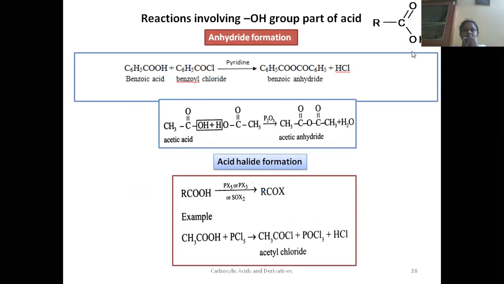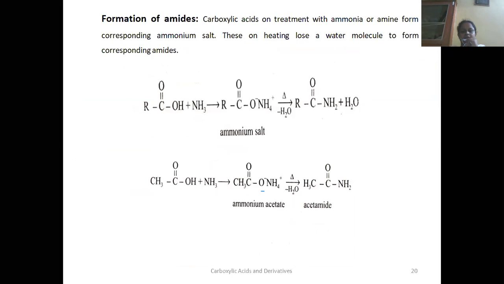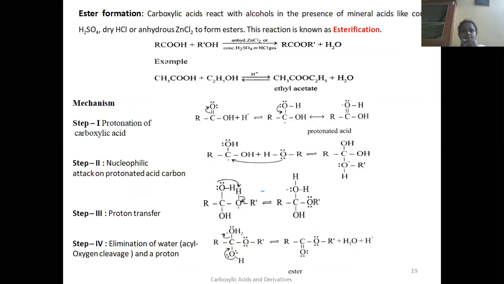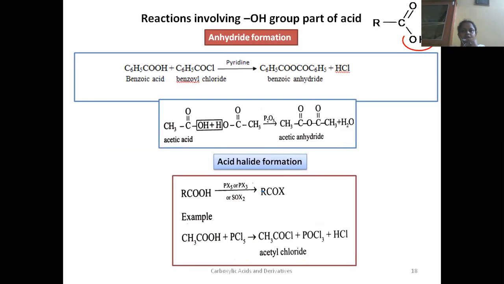Now let us see the reactions which involve the OH group. Now let us see the reactions which involve the OH group of carboxylic acid, means this group. In the previous slides, we have seen the reactions which involve only hydrogen. Now let us see the reactions which involve only this OH group of carboxylic acid.